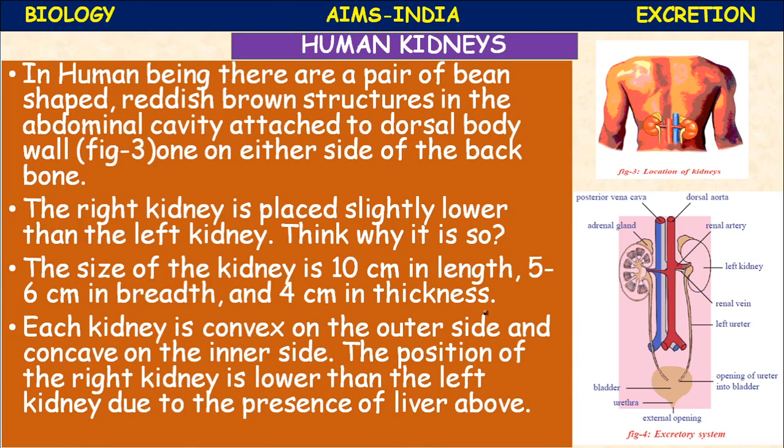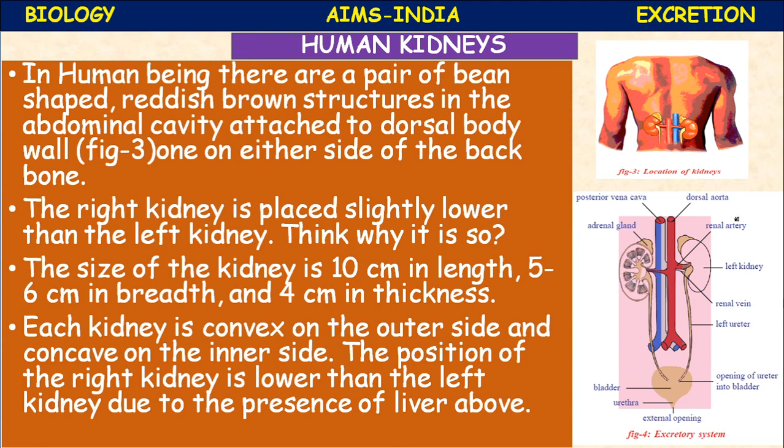The position of the right kidney is lower than the position of the left kidney due to the presence of liver. Liver is placed above the kidneys. So in order to accommodate the place for the liver, right kidney is slightly lower. Okay, so this is the right kidney. Always remember, in the 3-dimensional figure, our right hand side is left and our left hand side is right. Okay, next.